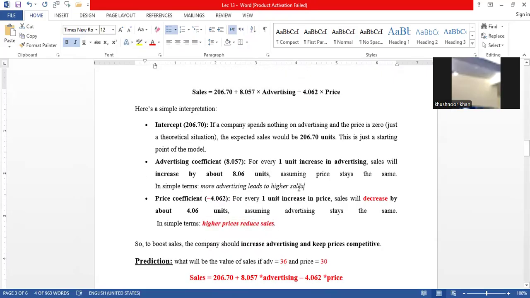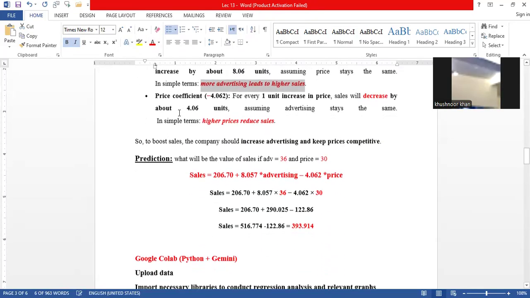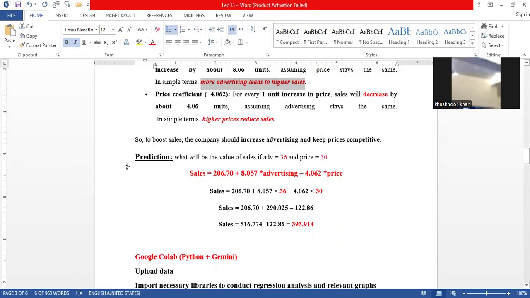जबकि advertisement का positive coefficient था, तो वो क्या था? More advertising leads to higher sales. Simple as that. This interpretation we have already done in the class. अच्छा, अब prediction भी देख लेते हैं. What will be the value of sales if advertisement is equal to 36 and price is equal to 30?